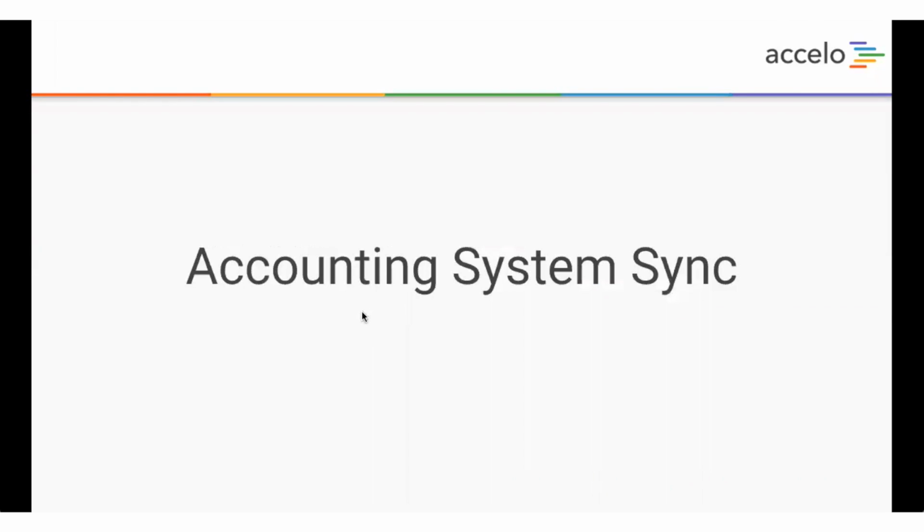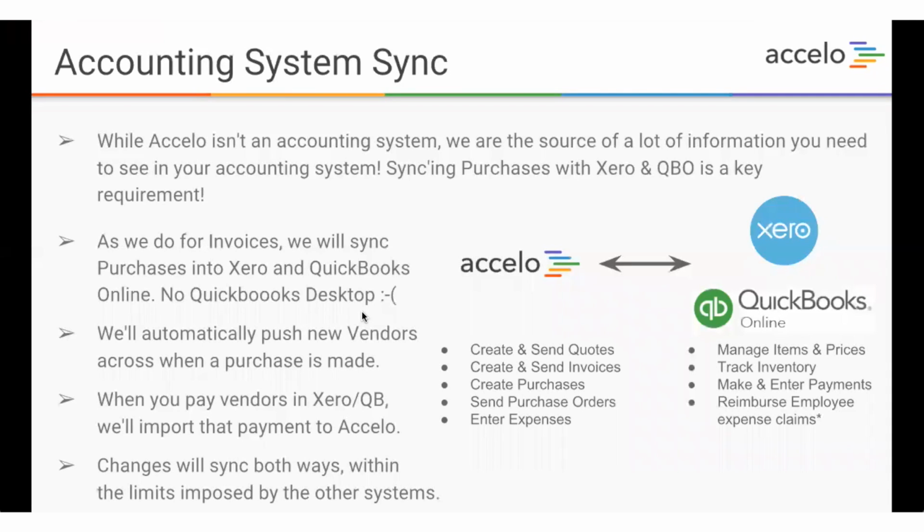All right, in the home stretch, the next thing I wanted to talk about was the accounting system synchronization. While Excello isn't an accounting system, we're not Xero, we're not QuickBooks, we're not some of the other ones, Intact, Sage, etc., we are definitely a source of a lot of the information that you do need to have and see in your accounting system. As a result, synchronizing purchases with Xero and QuickBooks Online is absolutely a key requirement of this new feature.